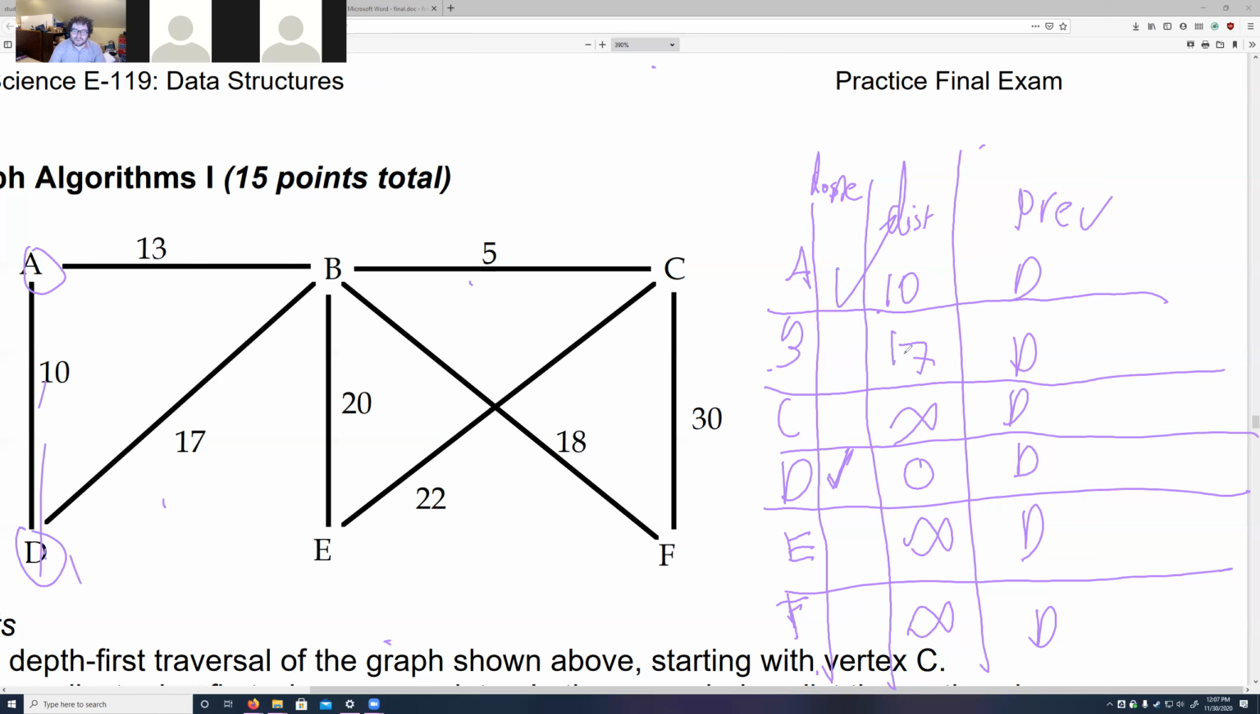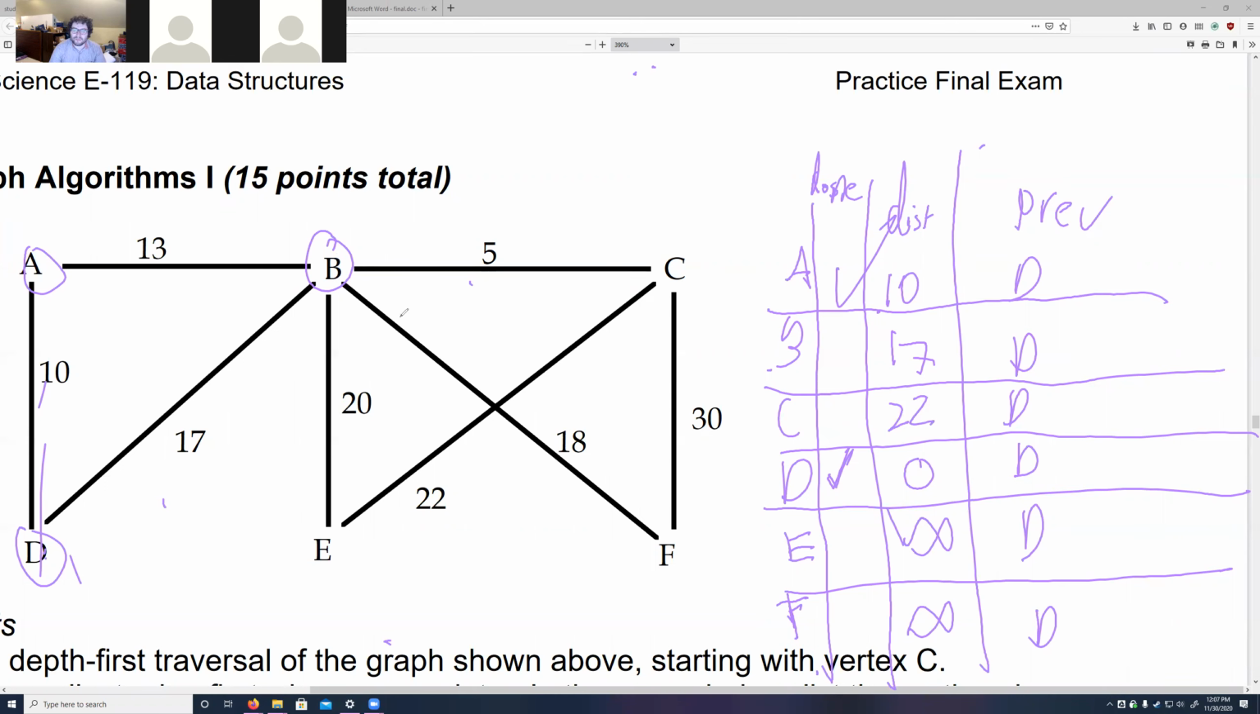Now let's look at the remaining: B, C, E, F. So B is next. Now let's look at all these things. First off, B to C is 5. To add that, we would have to add the cost to get to B. So 17 plus 5, that is 22 total to get to C. Does that beat what we currently have? Yes, what we currently have is infinity. So now we're going to put down 22.